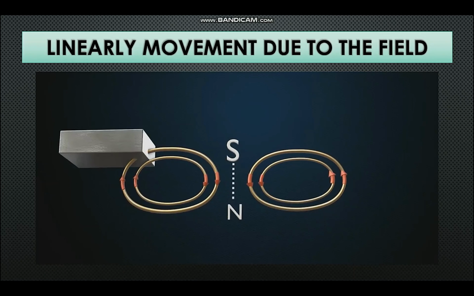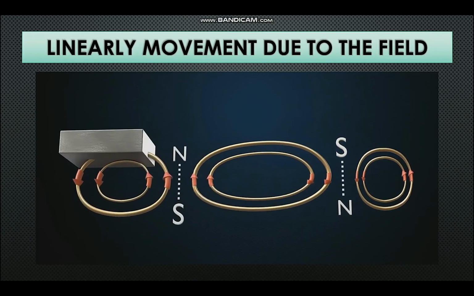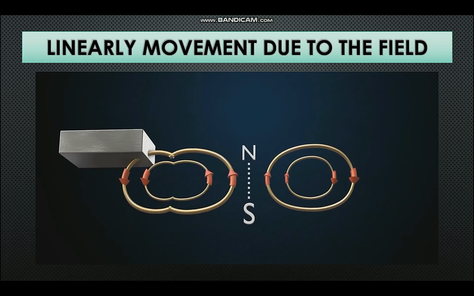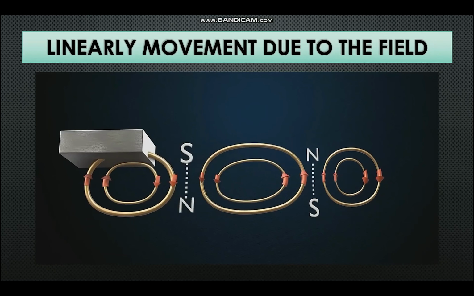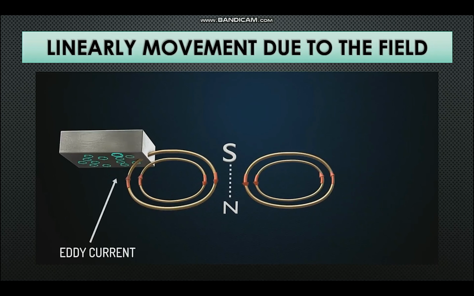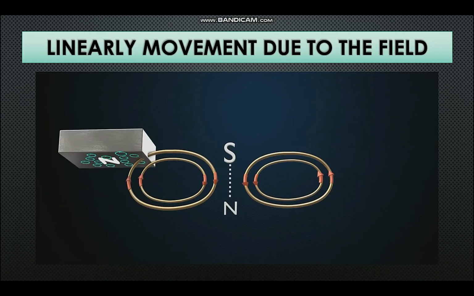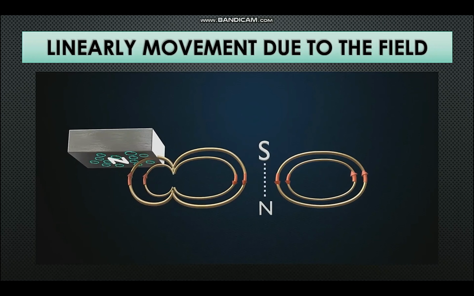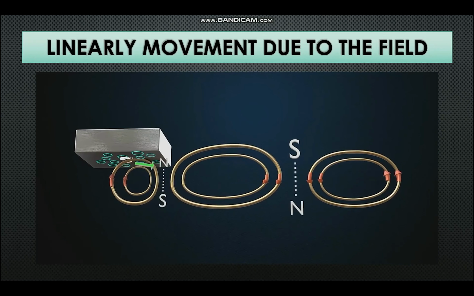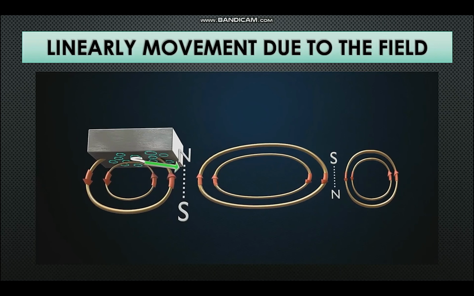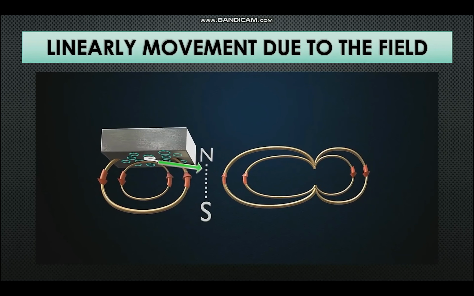Now when we place an aluminum block in this varying magnetic field, an EMF will be induced in this block according to Faraday's law. An eddy current will also start to flow here, and this induced eddy current will follow Lenz's law. Now, if we analyze the force acting on the block, we will see that the force is basically following the direction of the linearly traveling magnetic field.